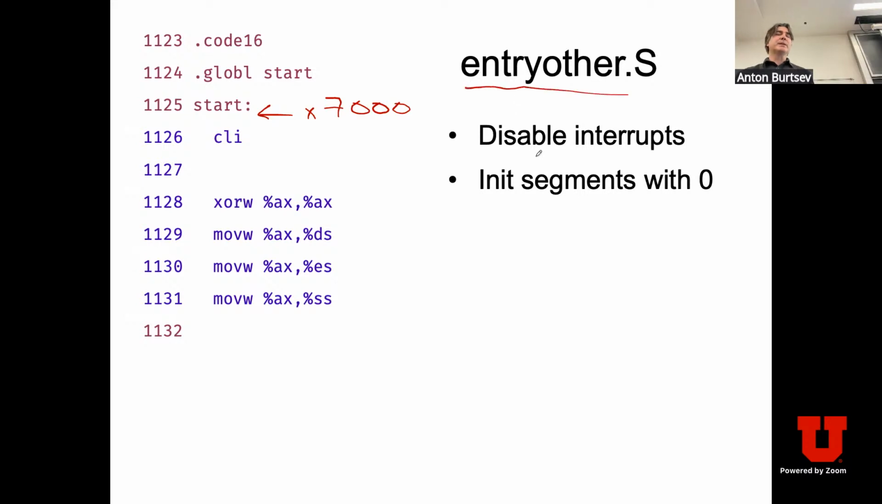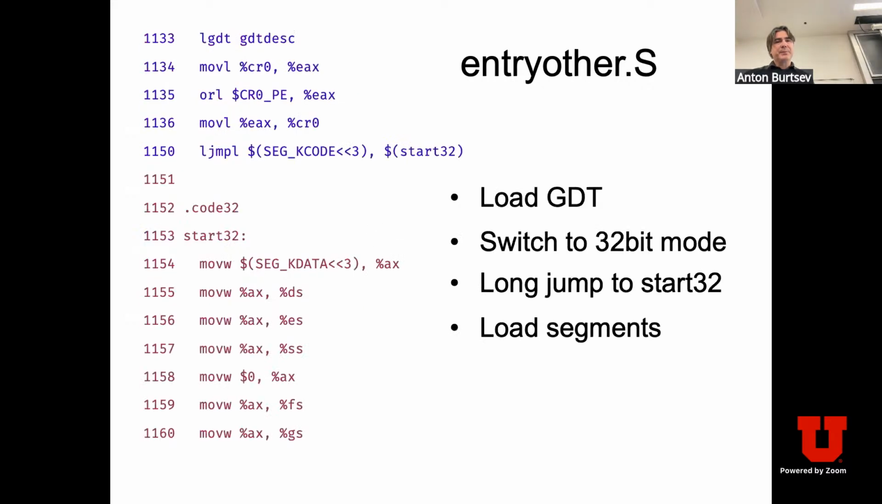And this is implemented in a file, entryother. It's a sequence which is similar to the boot sequence we've seen before. It's slightly simpler. So what we are doing here, we're again disabling interrupts just in case, and zeroing out all the segment registers, just to make sure that if BIOS left any of those in a non-zero state, nothing will happen and we know what's going on. We load the global descriptor table, again, the very same global descriptor table which we're using.